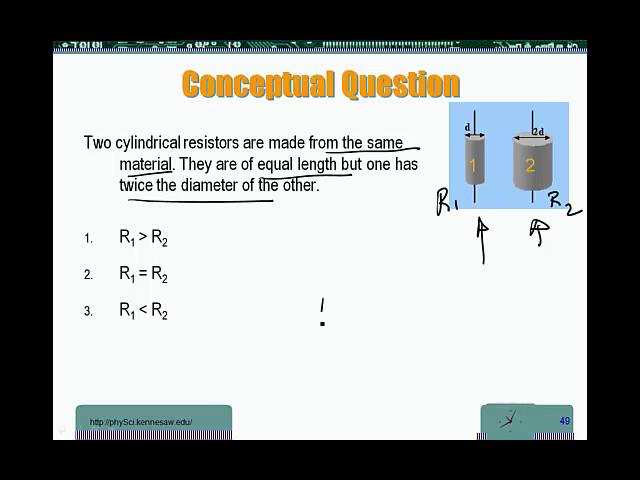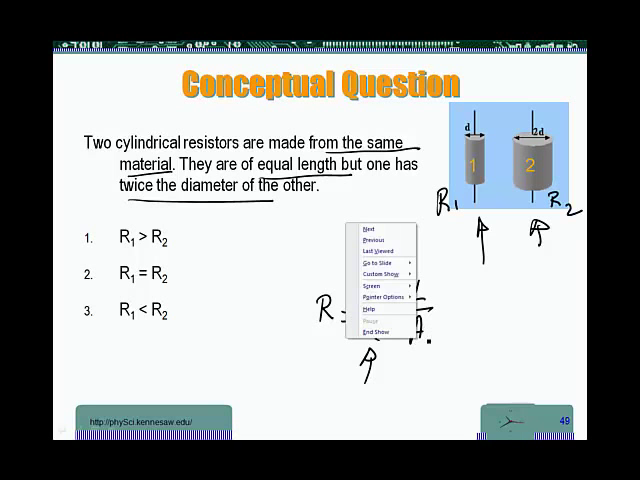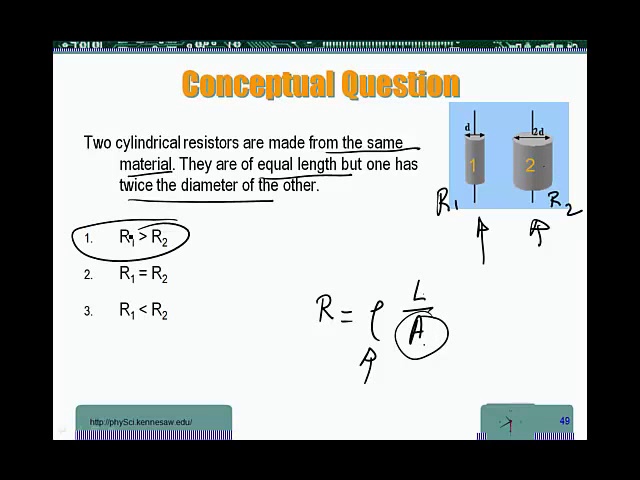Now, remember R = rho L over A, same material, so it's the same rho. We increase A, we decrease the resistance. L is the length. So I have more area here, meaning less resistance. So 2 is going to be less resistance, so R1 is larger than R2.